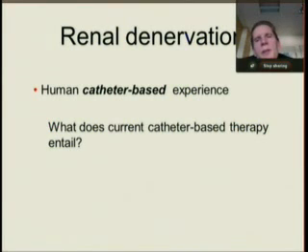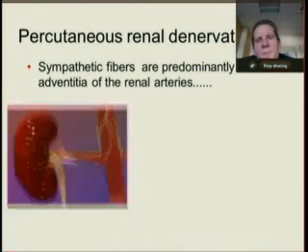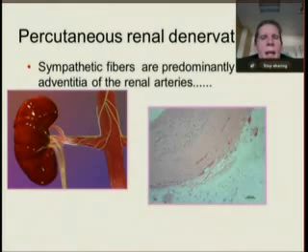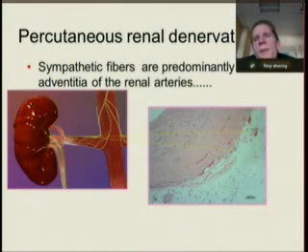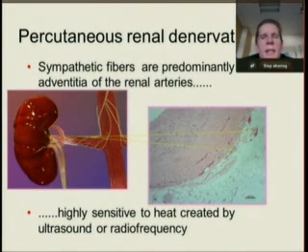So what does current catheter-based therapy entail? Sympathetic fibers are predominantly in the adventitia of the renal arteries. You can see that the nerve fibers in the adventitia here are usually about 1 to 8 millimeters away from the lumen of the artery, and they're highly sensitive to heat created by ultrasound or radiofrequency energy.